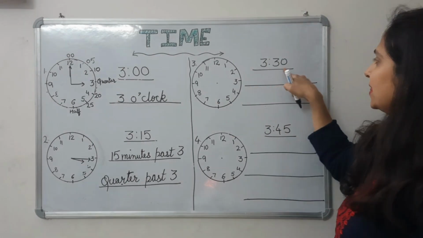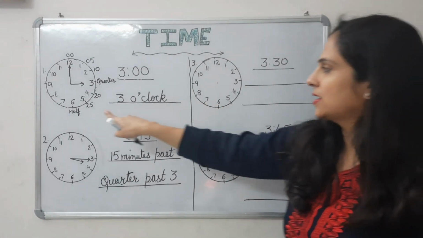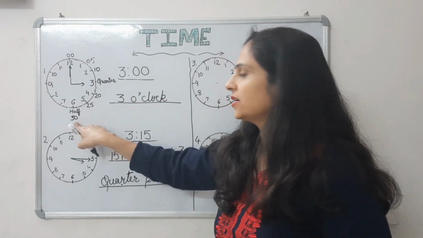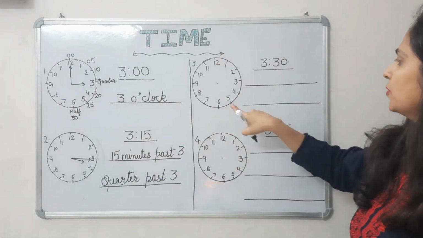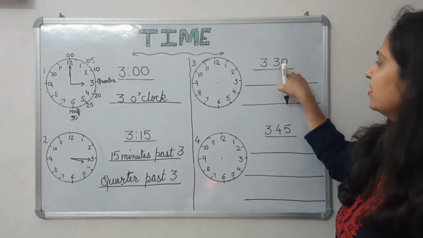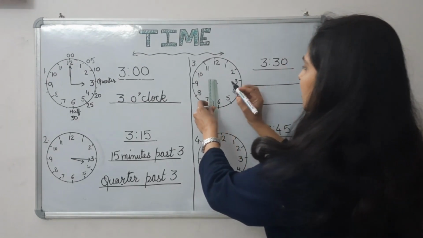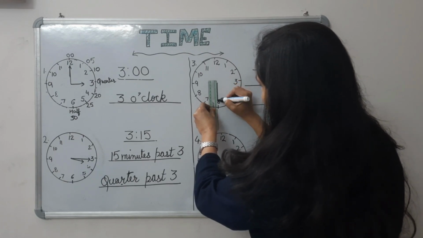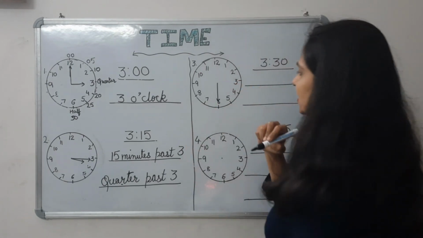Okay. Now let's move to the third part. Third is 3:30. 30 minutes is called half. Here, 30 minutes past. So first of all we have to draw the minute hand. The minute hand will be at 30. 30 means 6. So we will draw a long hand which will be at 6.